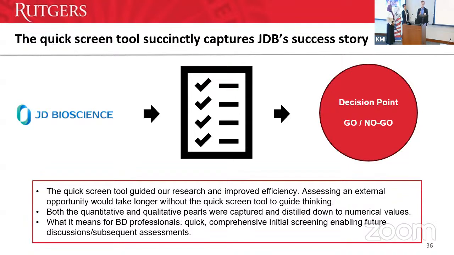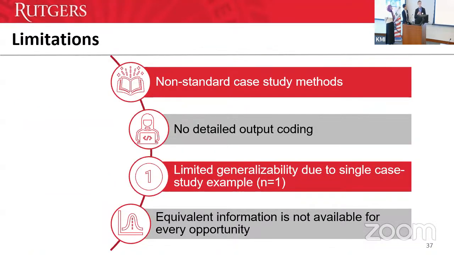All of the quantitative and qualitative pearls of JD Biosciences, and June talked about all of these earlier, all the factors that go into what creates a successful company, we attempt to capture within this tool and distill all of that information down into numerical values that really just grade how good an opportunity actually is. So what does this tool mean for BD professionals? It's a quick, comprehensive initial screening that enables discussions and future assessments. So this tool can really help in improving an initial assessment and setting up how you're going to progress and move forward.